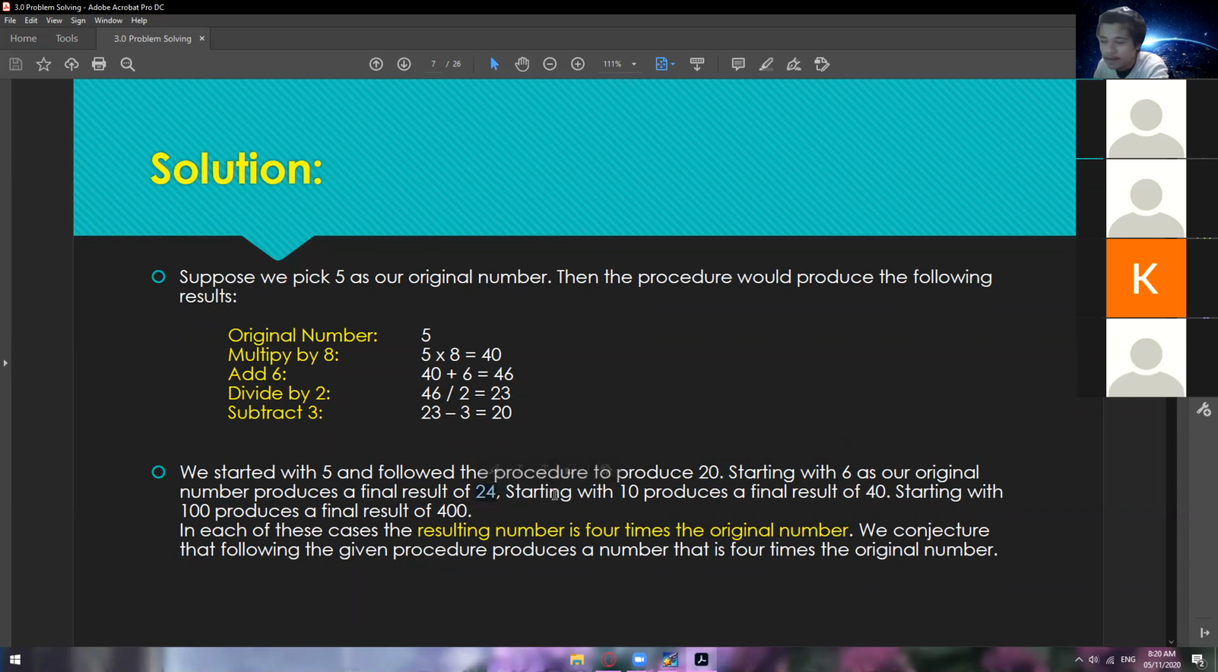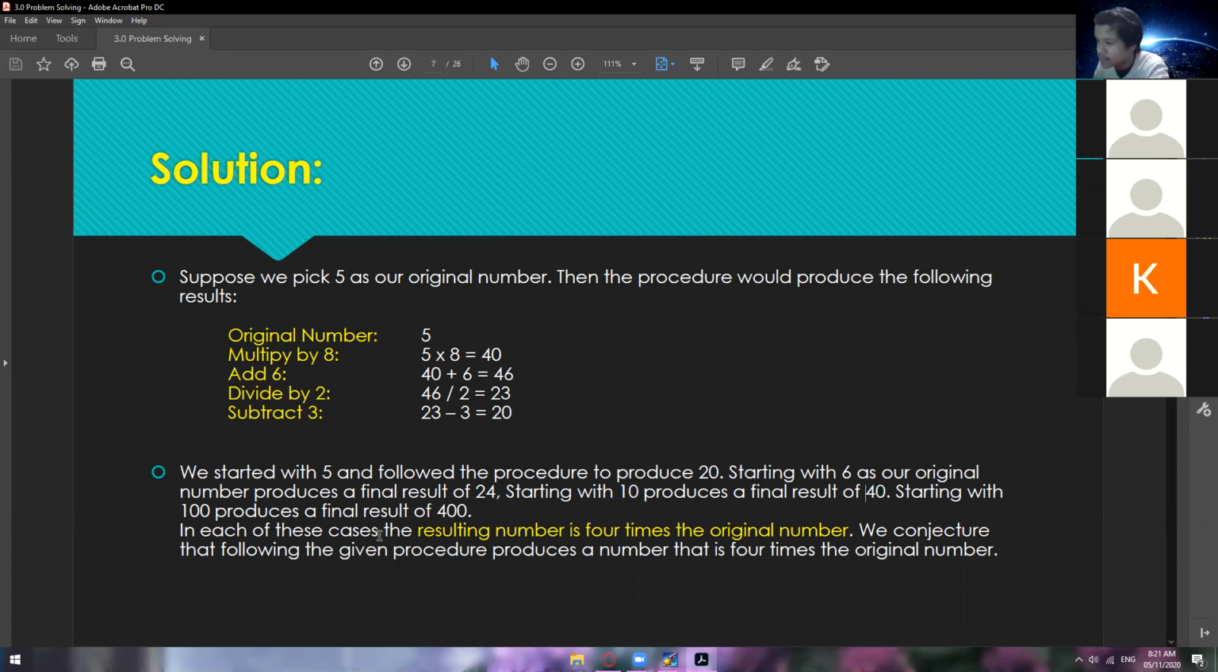Just to verify whether your conjecture is correct or not, you try another one, which is 10. So 10, and the result is 40. From here, you might have already proven that your conjecture is correct, wherein the result is times 4 of the original number, from 10 to 40. Multiplying by 4 will give you 40, and dividing by 4 will give you 10.